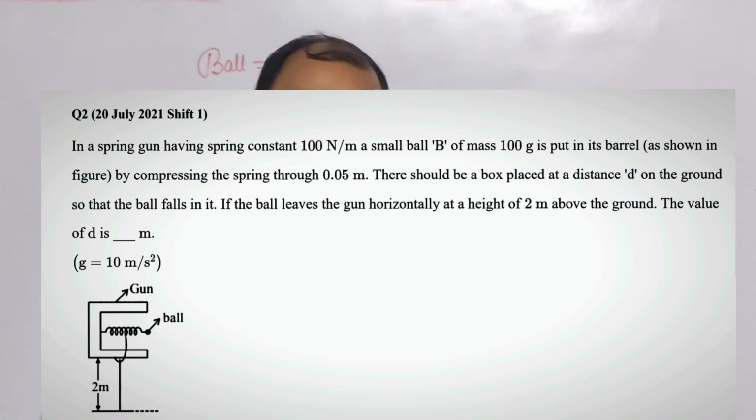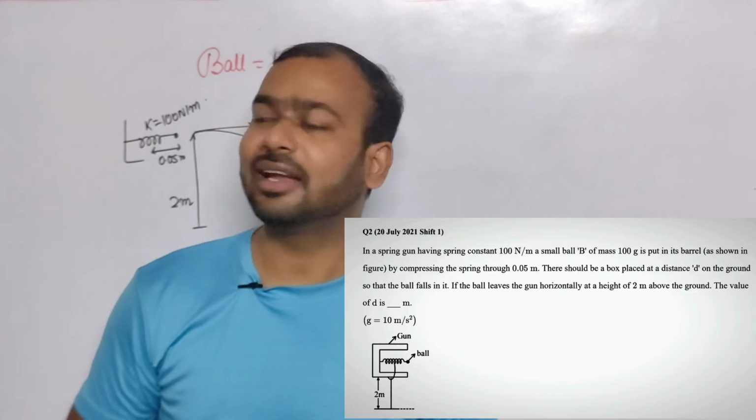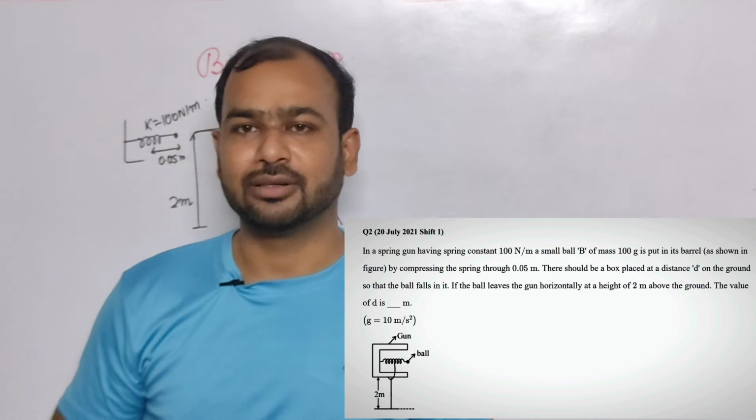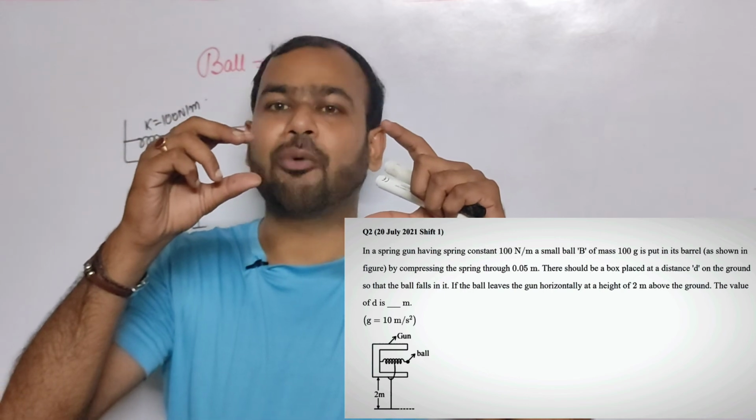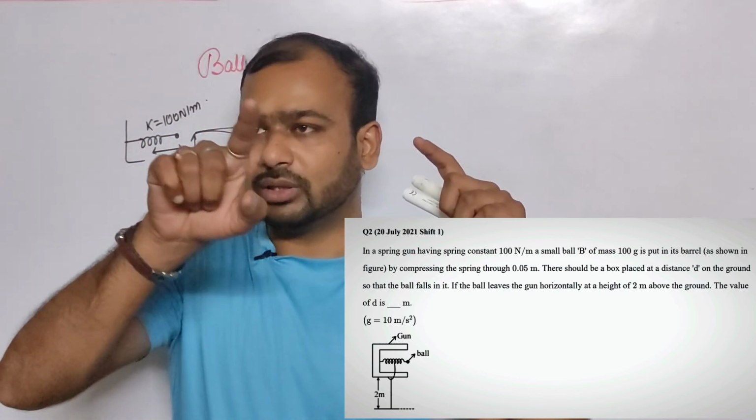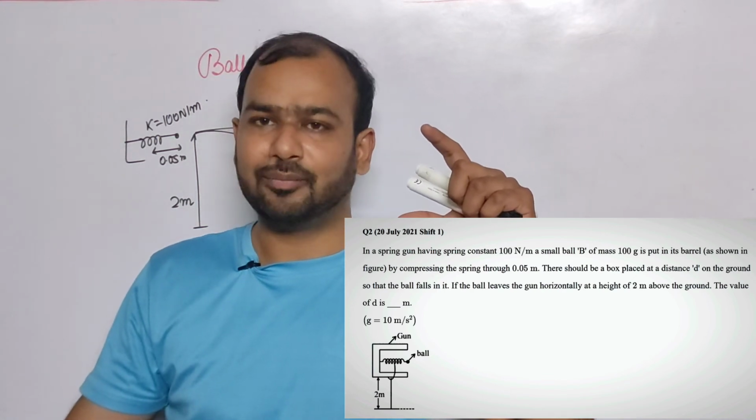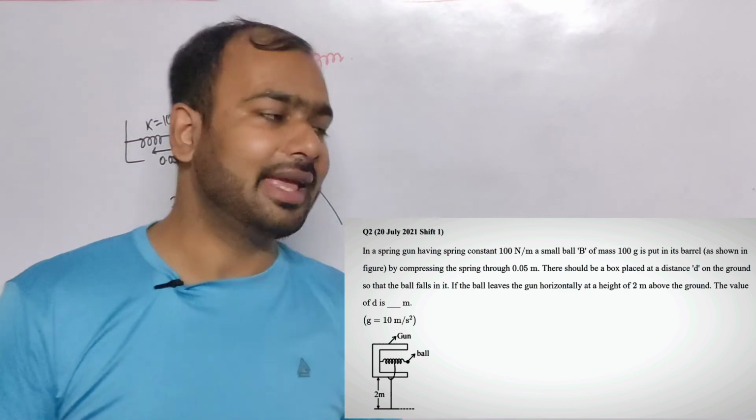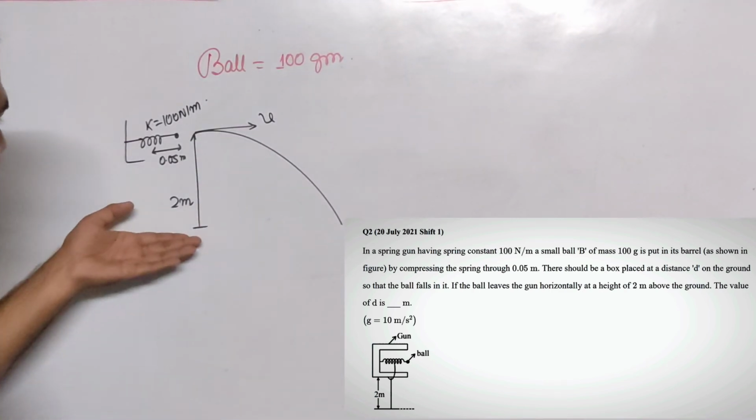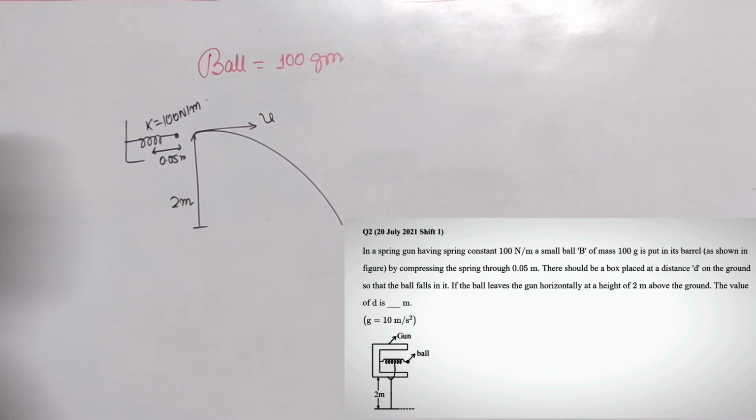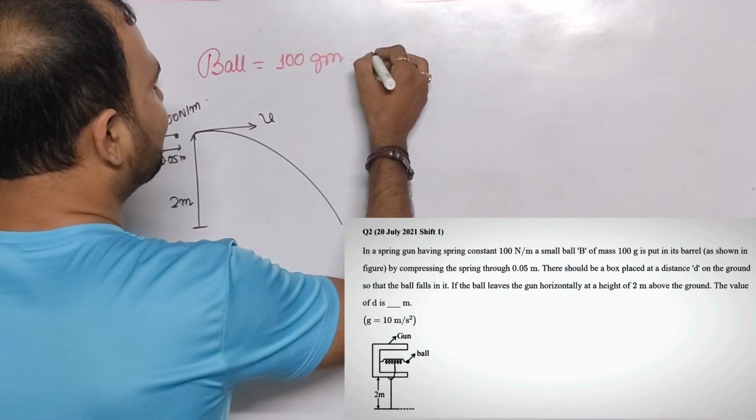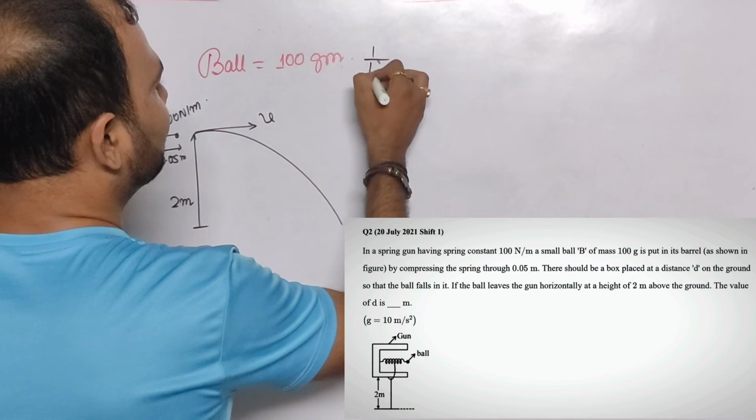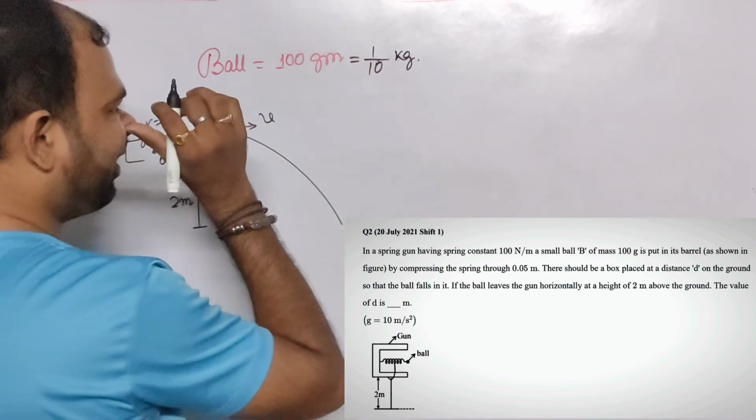Next question on your screen. The question states that in a gun there is a spring of spring constant 100 Newton per meter. A ball of 100 gram is compressed by 0.05 meter, then it is released. So it will create a parabolic path. They have asked the range if the gun is 2 meters above the ground. So 100 gram will be converted into 100 by 1000, that is 1 by 10 kg.